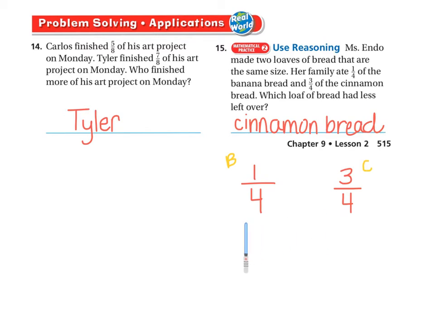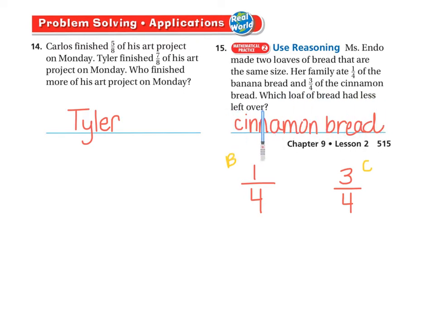So you might be thinking, oh, it's banana bread because we want the less left over. But think about it, if we have fourths, if they ate 3/4, there would be 1/4 left over. If they ate 1/4, there would be 3/4 left over. Which had the least leftovers? Well, that would be cinnamon bread. Because it's the greater fraction, they ate a greater amount of cinnamon bread, they would have the least leftover of cinnamon bread.